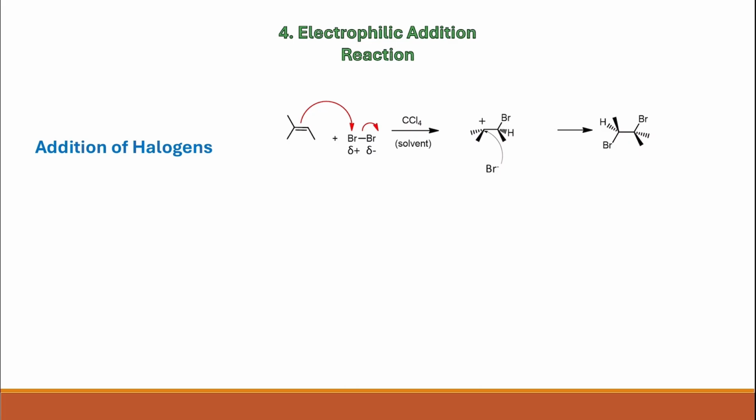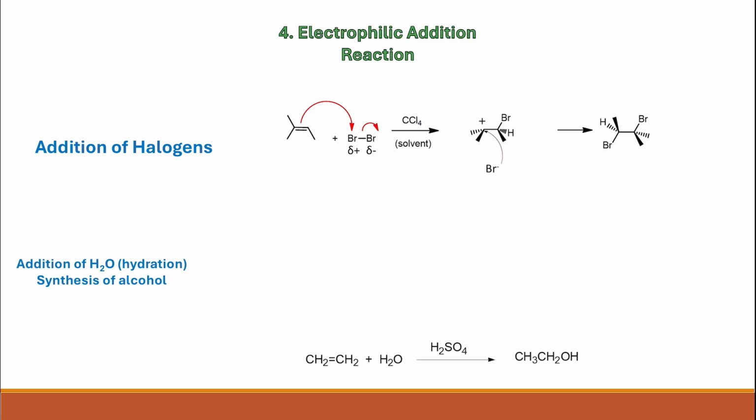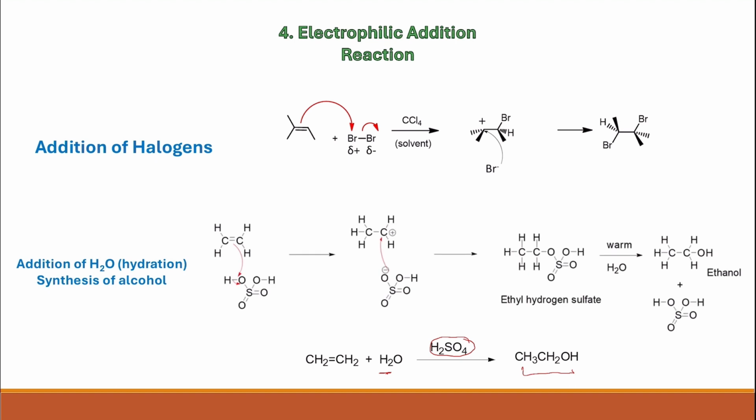The addition of water is called hydration, and this is for the synthesis of alcohols. So when you have the alkene and you add water in the presence of an acid, you end up with an alcohol. The mechanism for this reaction is quite typical. In this case, the acid is added first to the double bond, and then when we add water at the end and warm, this is going to give us the alcohol.